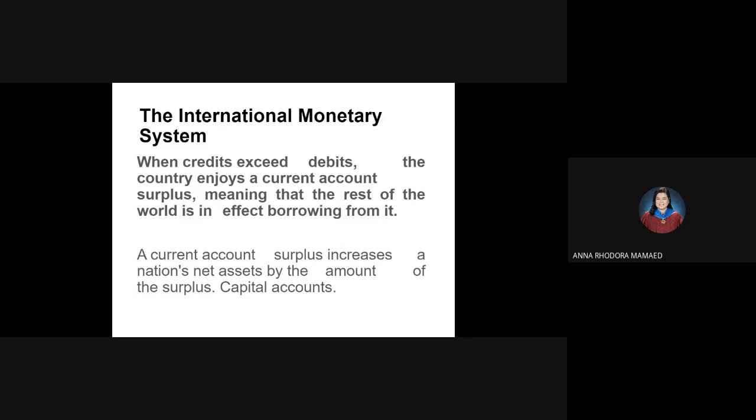When credits exceed debits, the country enjoys a current account surplus, meaning that the rest of the world is in effect borrowing from it. A current account surplus increases a nation's net assets by the amount of the surplus. Next, the capital accounts.